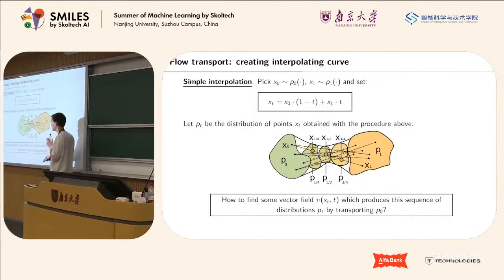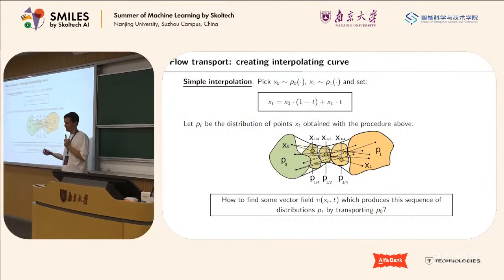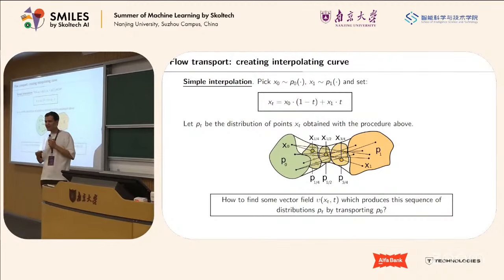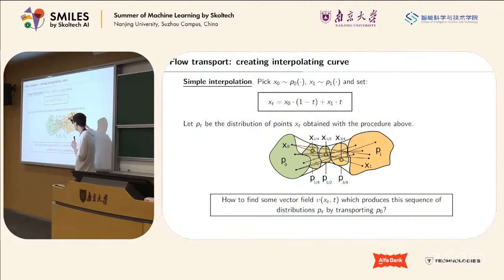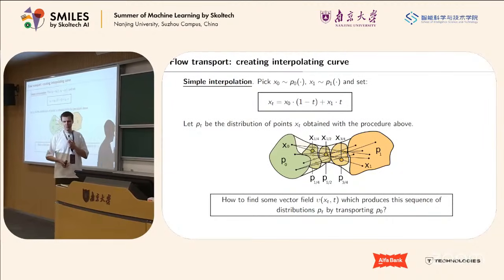One very important practical aspect of this construction is that in practice, we do not have the distributions themselves, we have only samples from these distributions. And this construction allows obtaining samples from intermediate distributions using samples only, because we need only samples from these probability distributions.